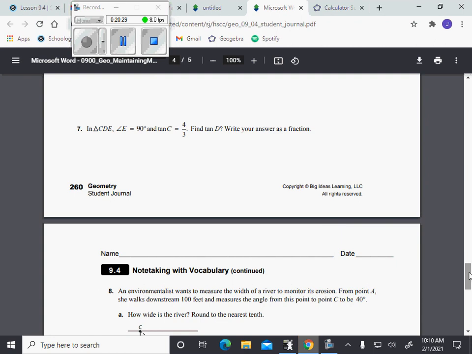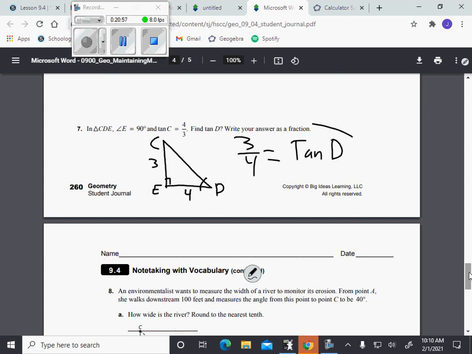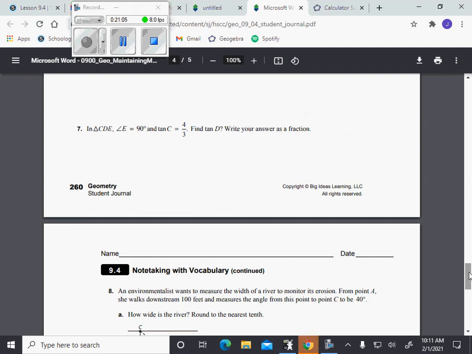Next, we have triangle CDE, where E is the right angle, 90 degrees. Okay, so here's E, here's C, here's D. The tangent of C is 4 over 3. Remember, opposite over adjacent. Find tangent of D. Well, opposite of D is 3, so 3 over 4, done, equals the tangent of D. Not too bad there. Let's scroll down here.